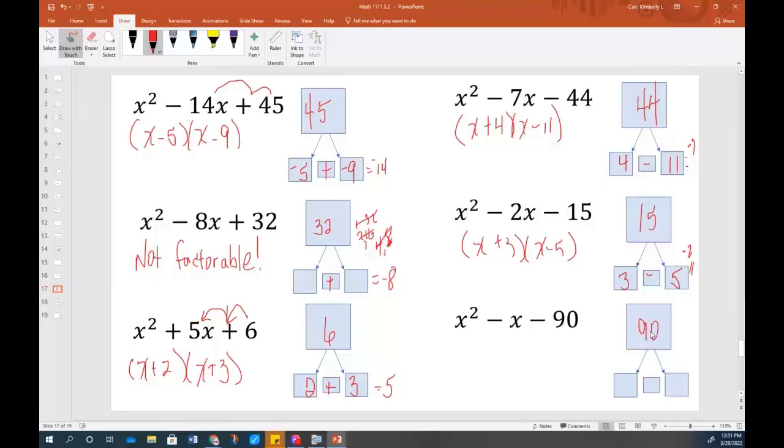Multiplies to 90, but subtracts to negative 1. 9 minus 10. 9 times 10 is 90. 9 minus 10 is negative 1. So I have x plus 9 and x minus 10.